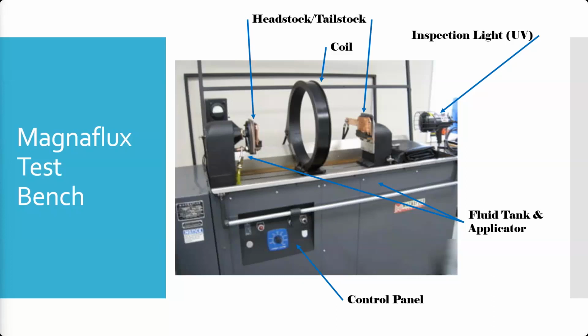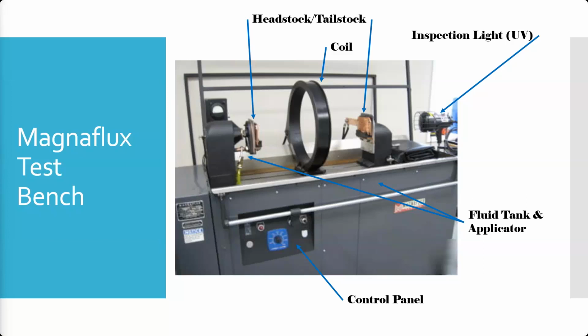That is, we will be suspending the magnetic particles in an oil bath. Okay, there's where the wet part of it comes in. And then we'll be applying it continuously while we're magnetizing the part, while we're running the current through either the coil or the part itself in order to create that field.